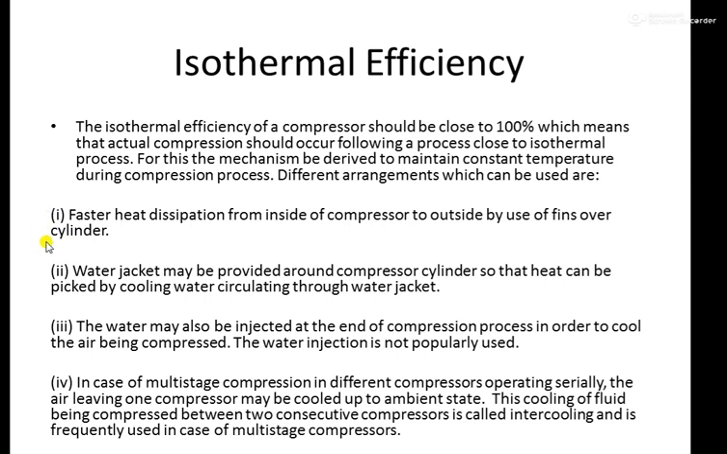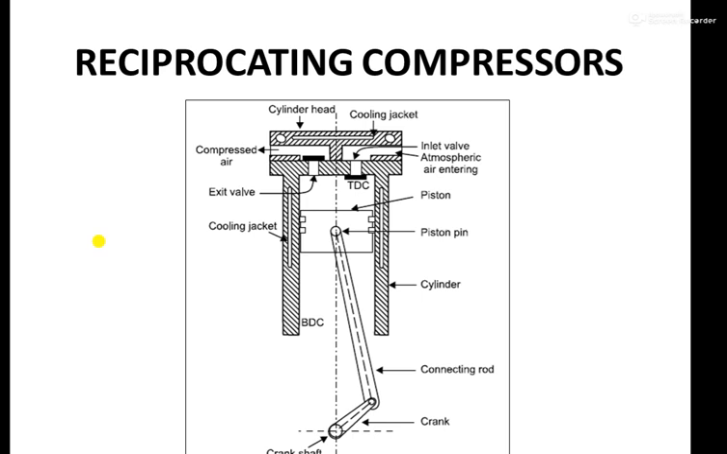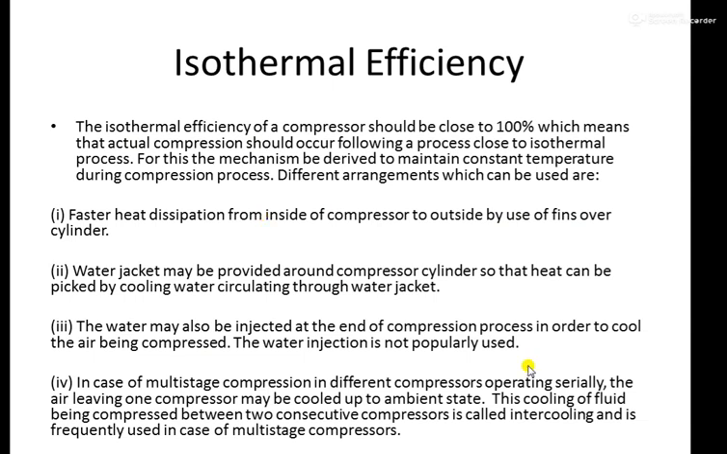So the first arrangement that can be used is faster heat dissipation from inside the compressor to outside by use of fins over the cylinder. In the last lecture we had seen the construction of the reciprocating compressor, and we had seen that there were some cooling jackets, and there may also be some fins extended beyond the surface, which will increase the surface area of the outer cylinder and increase the cooling rate, so that will be faster heat dissipation, right?